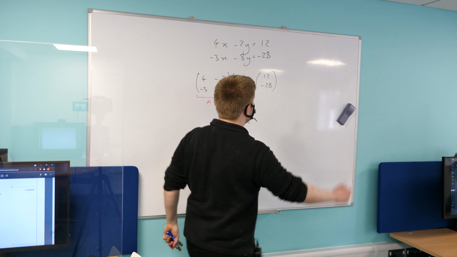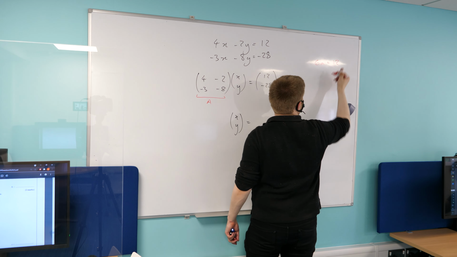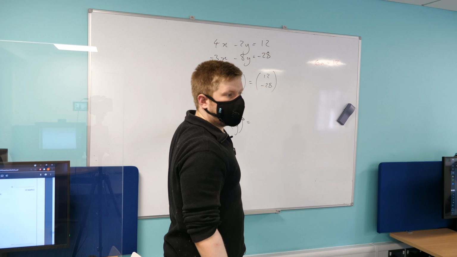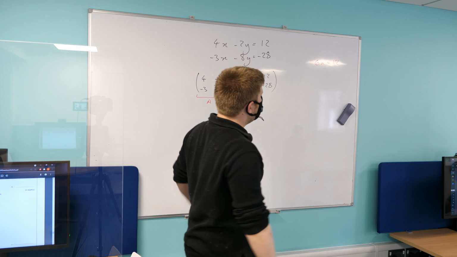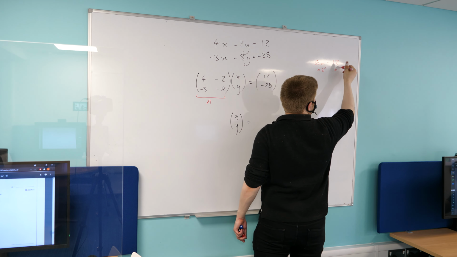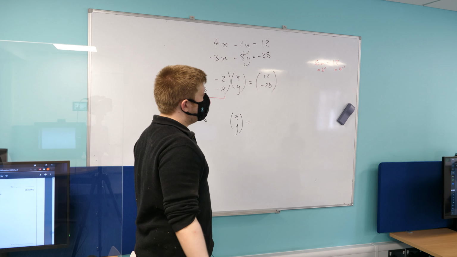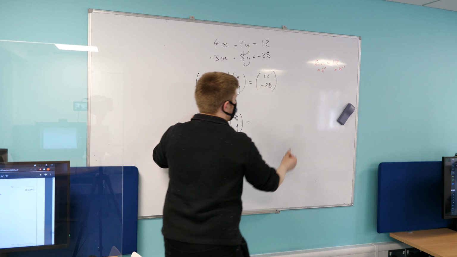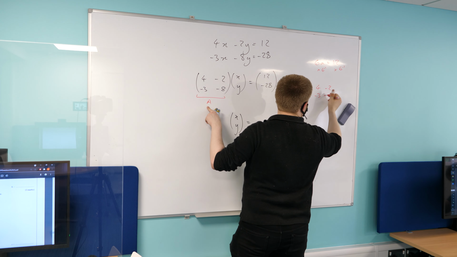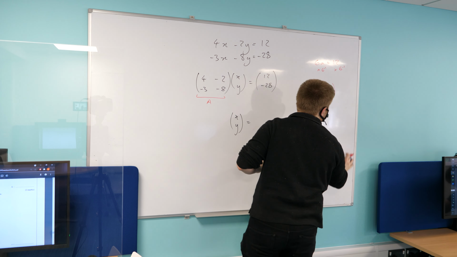Now, ordinarily, if I was solving an equation like 6a is equal to 12, you'd say, okay, divide both sides by 6. Division of matrices doesn't make sense. However, what I could do instead is multiply both sides by the inverse, because multiplying by the inverse is the same as dividing. Okay? So if I think about A, here I'll put it on the right hand side. A is my 4, negative 2, negative 3, negative 8. I need to think about what is the inverse of A.